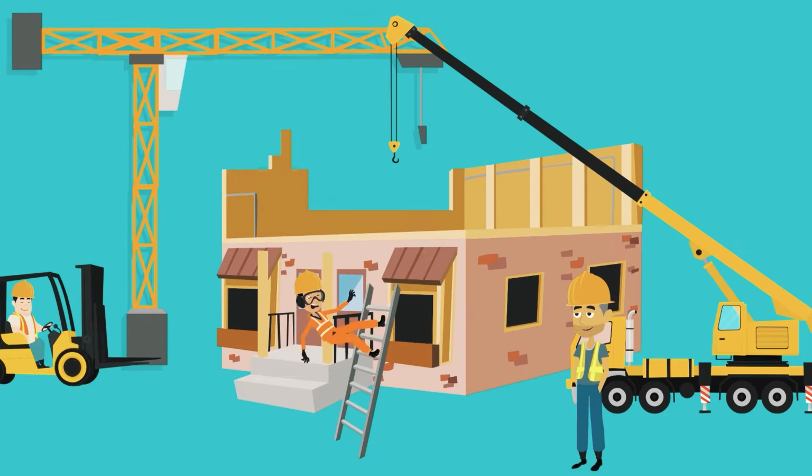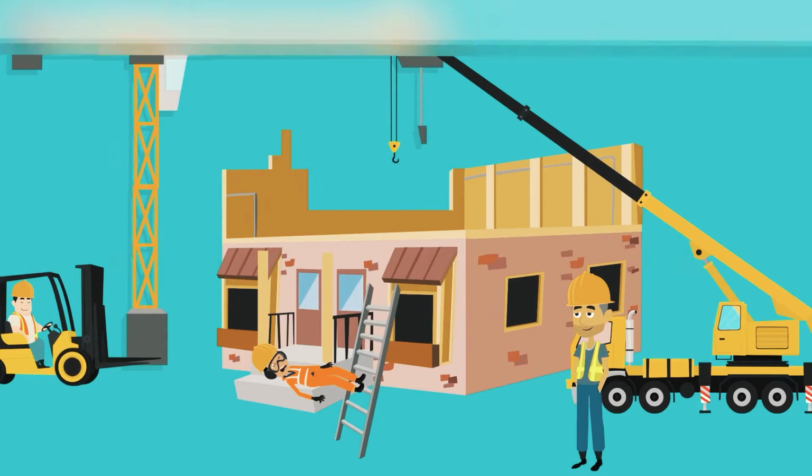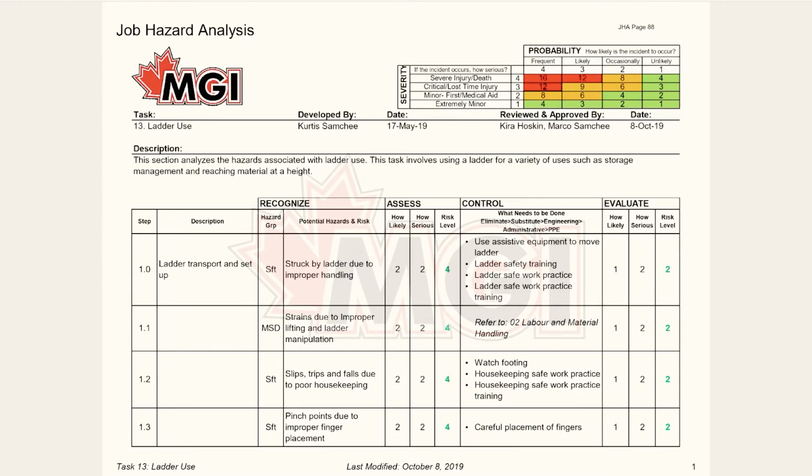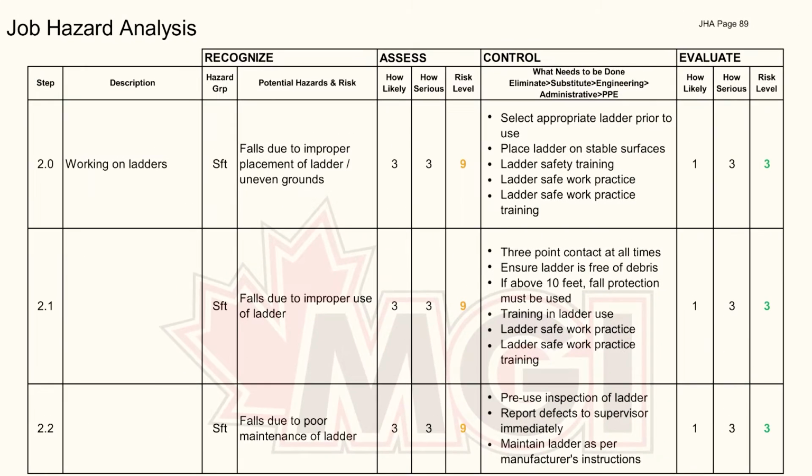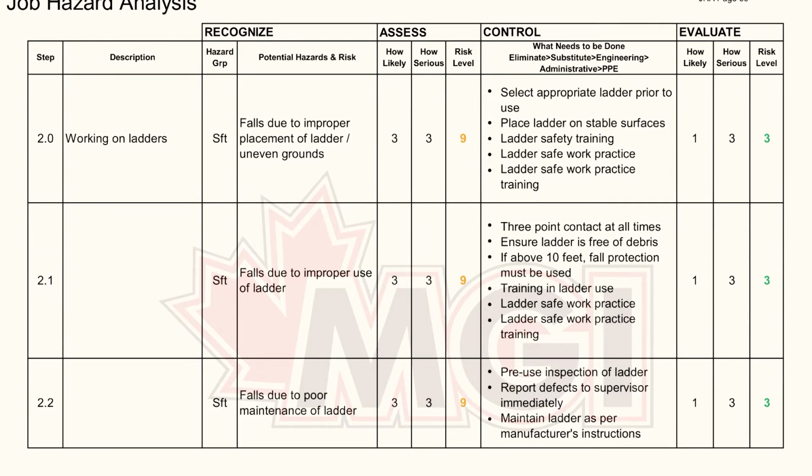Here, we see a worker using a ladder in an improper manner, resulting in potential injury. Be sure to be familiar with the safe work practices or safe job procedures associated with the task at hand, and refer to the index for more information.